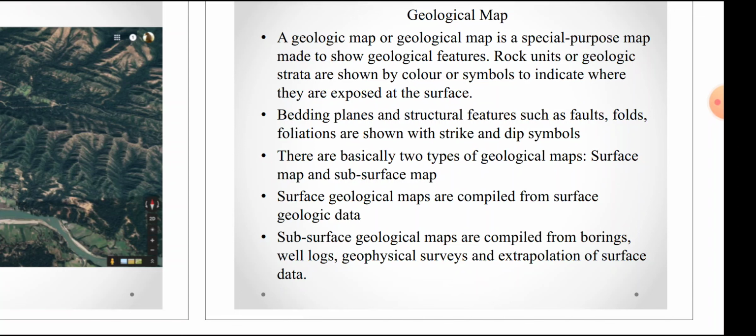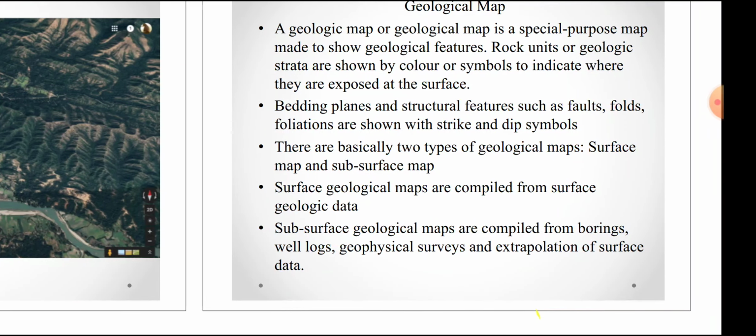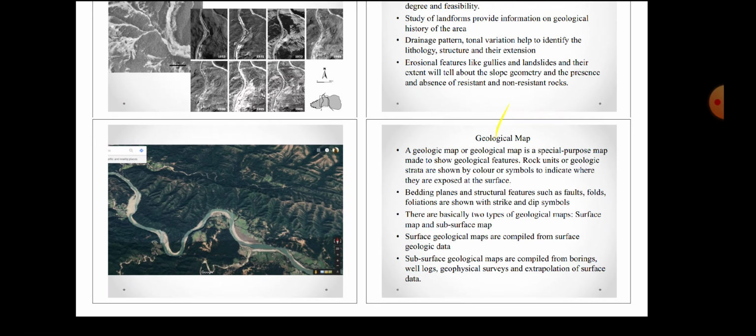There are basically two types of geological maps: surface map and subsurface map. Surface geological maps are compiled from surface geological data. Subsurface geological maps are compiled from borings, well logs, geophysical surveys, and extrapolation of surveyed surface data.